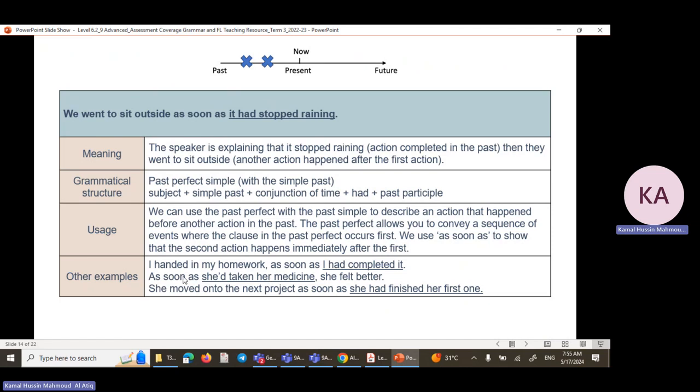I handed in my homework, simple past, as soon as I had completed it, past perfect. As soon as she had taken her medicine, she felt: past perfect, simple past. She moved on to the next project as soon as she had finished her first one. As you can see, before as soon as, verb 2, after as soon as, had plus verb 3.